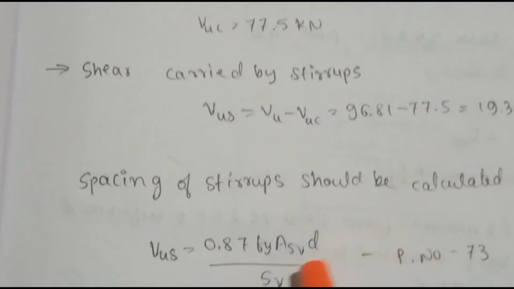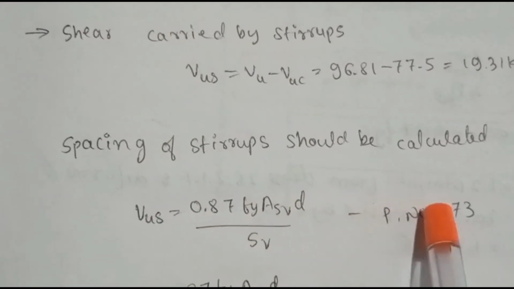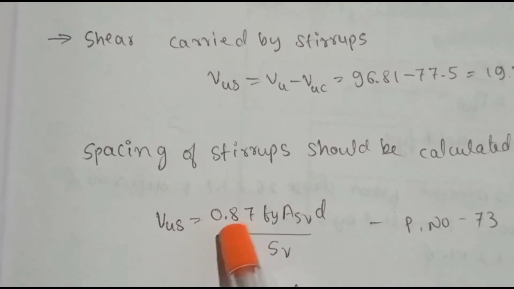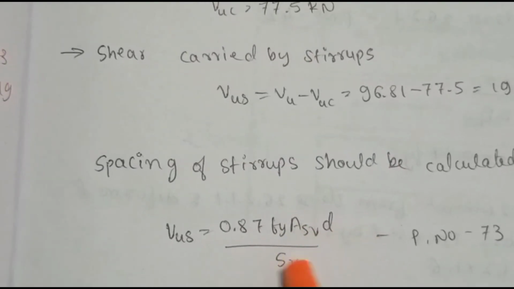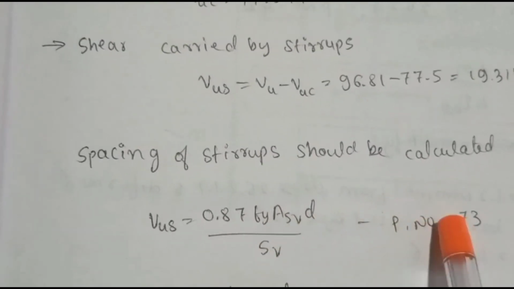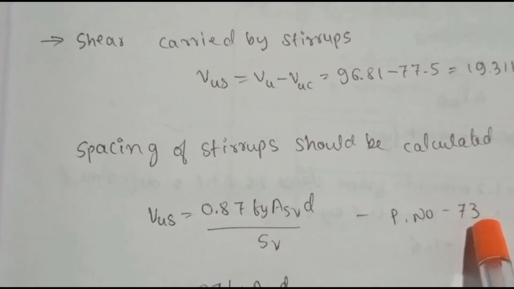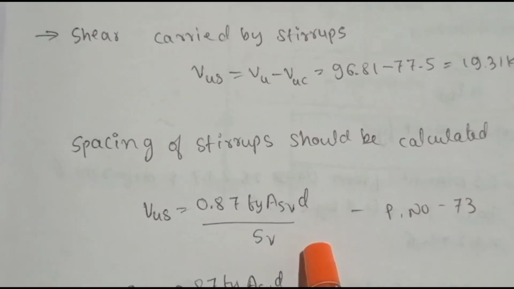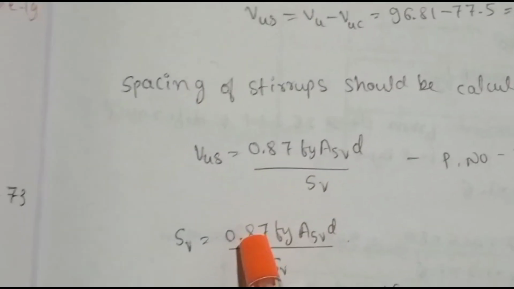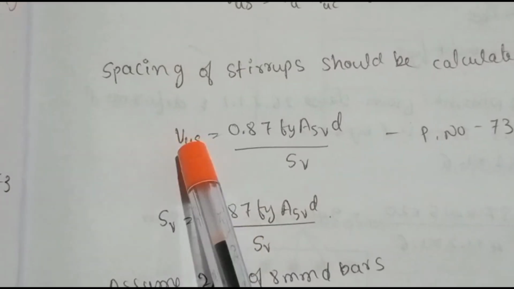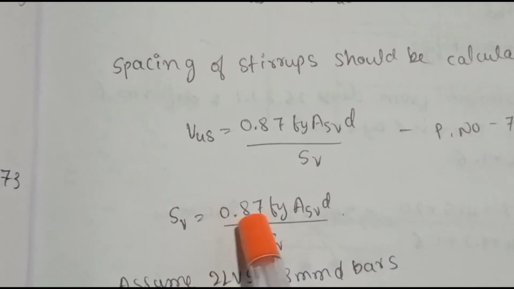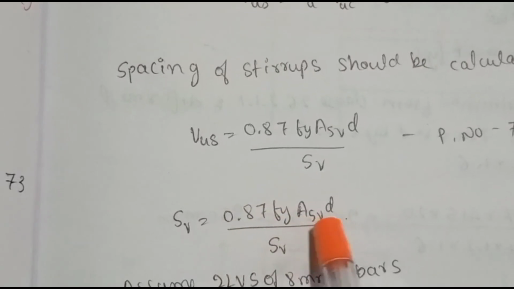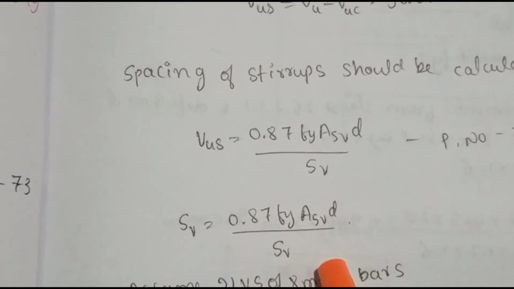For that we have the formula that is given on page number 73. Vus is equal to 0.87 fy Asv d divided by Sv. This is given on page number 73. So for that I'm moving this to here and shifting this, that is Sv is equal to 0.87 fy Asv d divided by Vus.